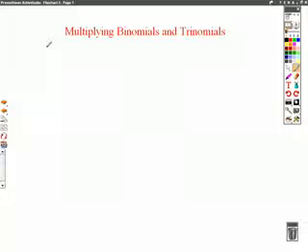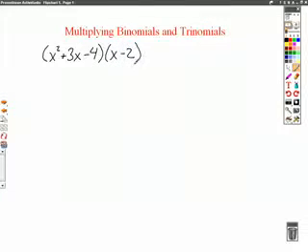So here we go. For the first problem, I'm going to write down a trinomial. My trinomial is x squared plus 3x minus 4. There's the trinomial, three different terms. And I'm going to multiply that times the binomial x minus 2. The first technique I'm going to give you is the box method.